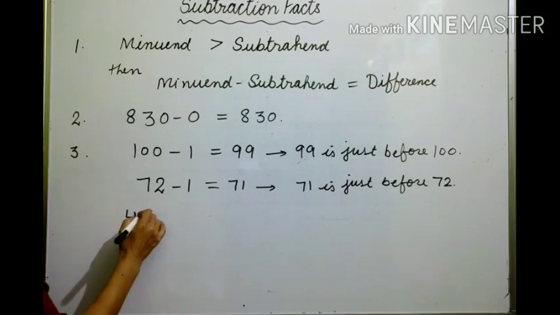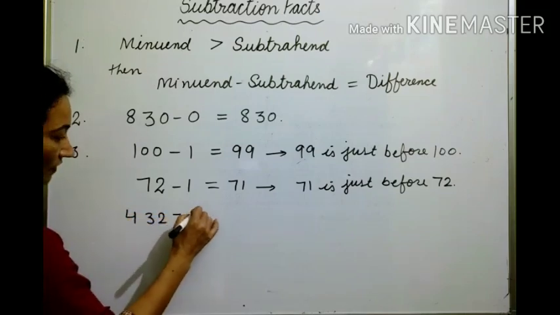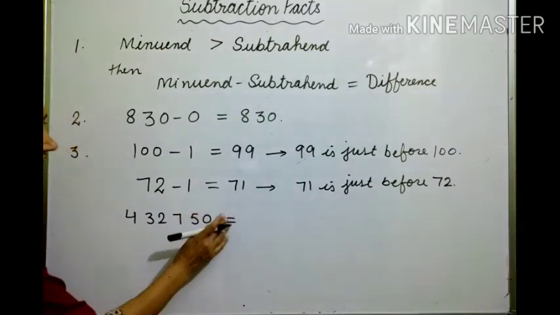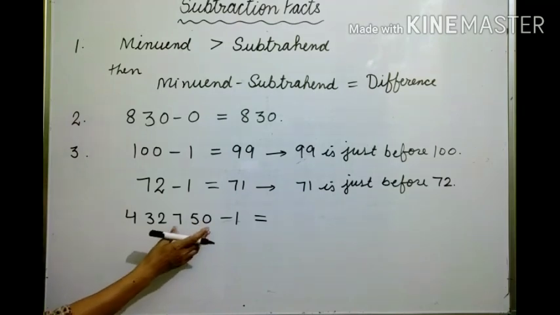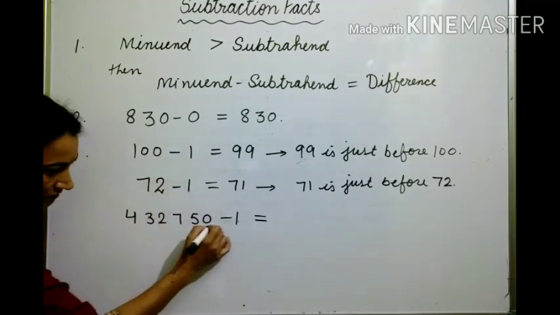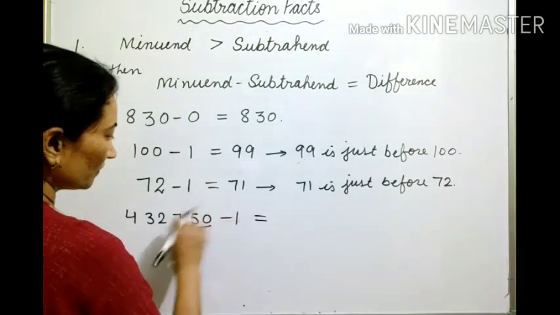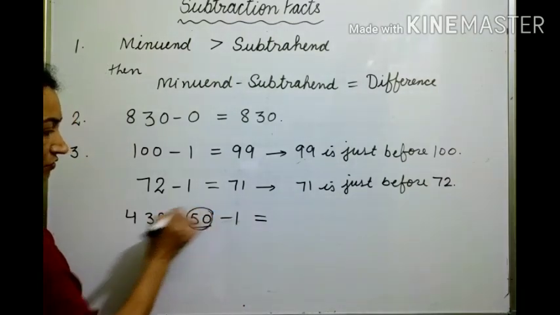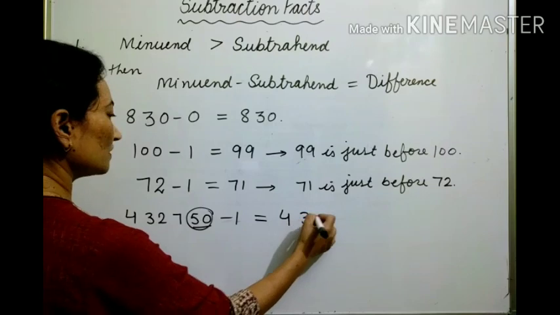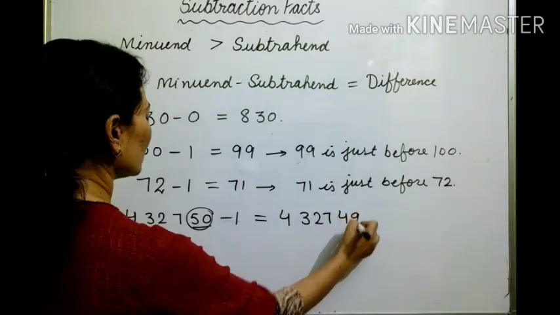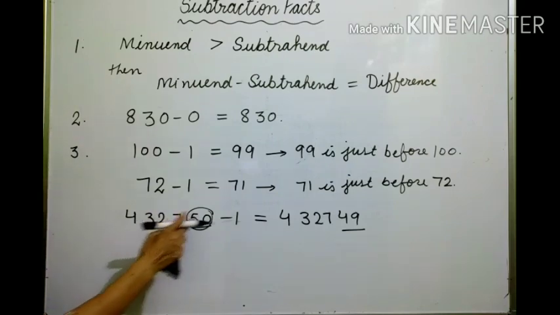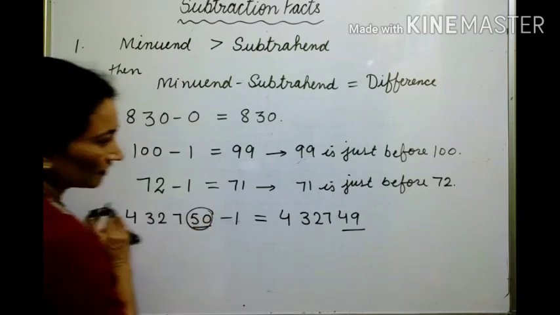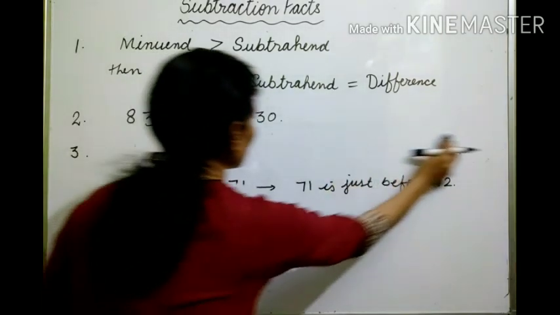Suppose I have the number 4,32,750, and if I want to subtract 1, then what will be the number? The number just before it. Here is 50, and what will be before 50? 49. So we will see only the last 2 digits. The rest of the digits will remain the same. So in this way we apply in subtraction if we subtract 1 from any number. This is rule number 3 in subtraction.